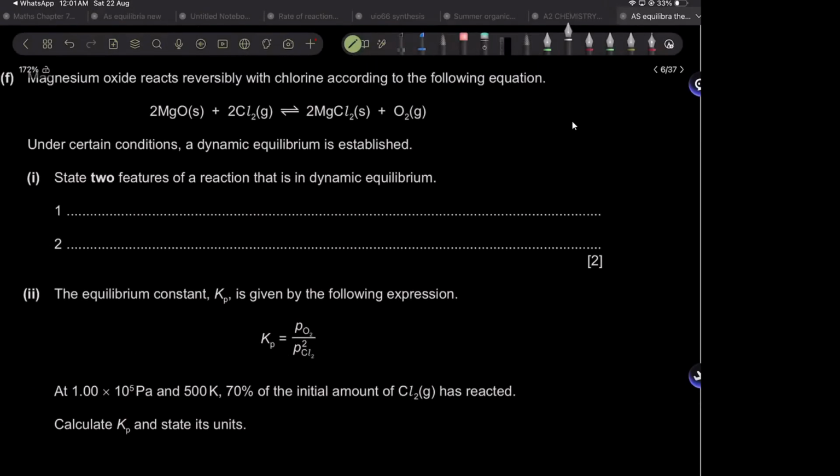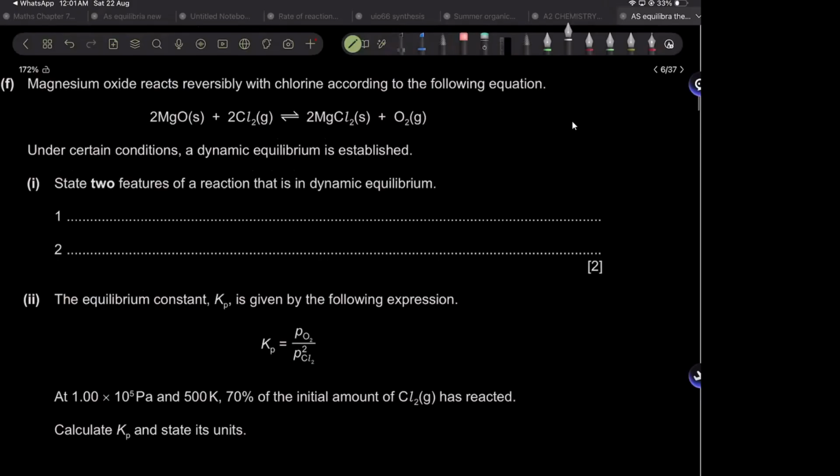All right, let's do this question. It says magnesium oxide reacts reversibly with chlorine according to the following equation: 2MgO solid plus 2Cl2 gas goes into 2MgCl2 plus O2. Under certain conditions, the dynamic equilibrium is established. State two features of a reaction that is in dynamic equilibrium. What are the two features?